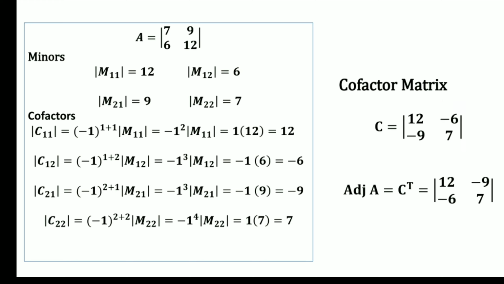Now after finding the cofactor matrix, we have to take the transpose of the cofactor matrix. Transpose of a cofactor matrix means that by interchanging rows into columns and columns into rows, we get the transpose of the cofactor matrix. So if we rewrite the given cofactor matrix with its transpose, then we have the adjoint of matrix A, which is the transpose of the cofactor matrix, C raised to the power t, equal to 12, minus 9, minus 6 and 7.